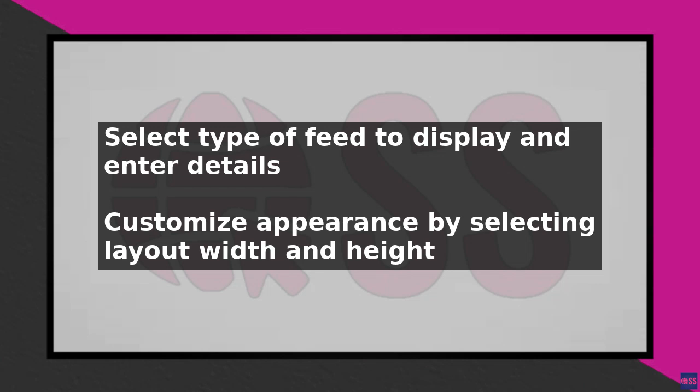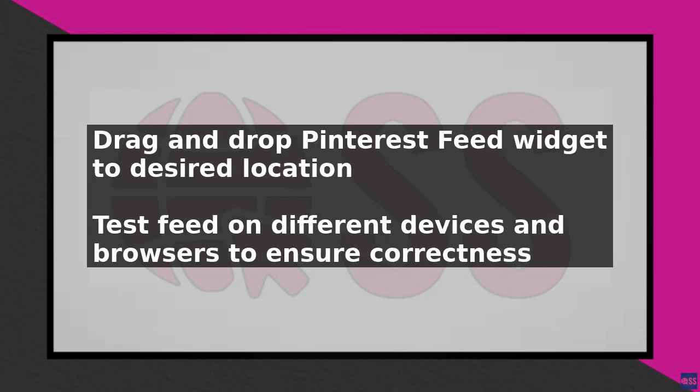Drag and drop the Pinterest feed widget to the desired location on your website. You can resize the widget by dragging the edges to fit the available space. Click Save to save your changes and click Publish to make your website live.